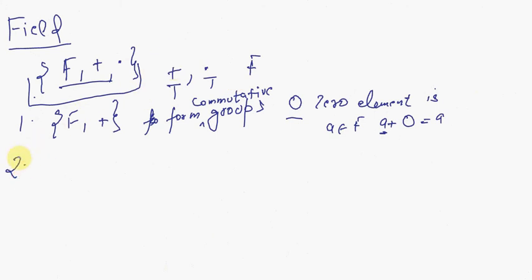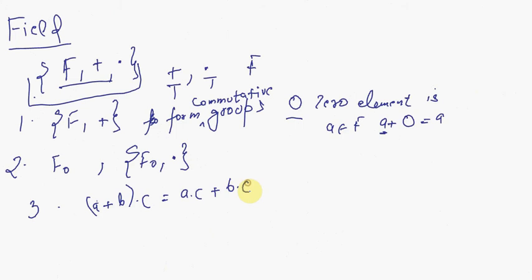Number two, if I form a set F zero by excluding the zero element, then this system F zero with the multiplication operation forms a commutative group. Number three, the multiplication is distributive over addition. That is, A plus B times C is equal to A dot C plus B dot C. This is what I mean by the dot operator, or multiplication operator, being distributive over the addition operator plus.